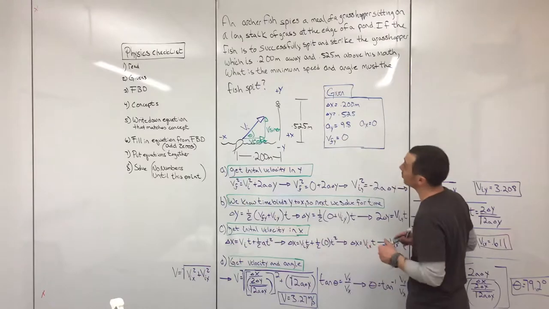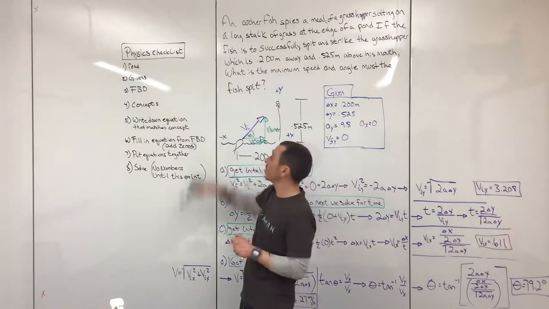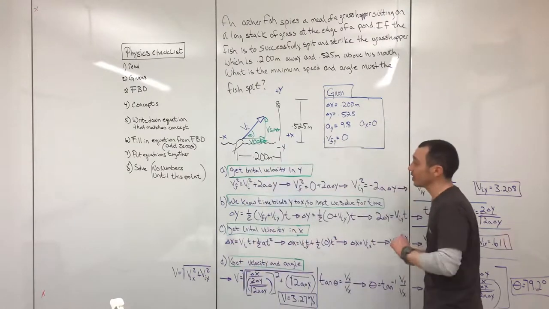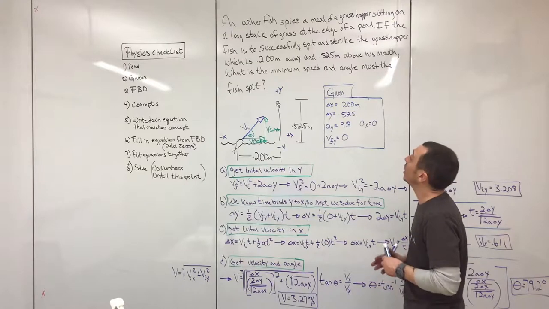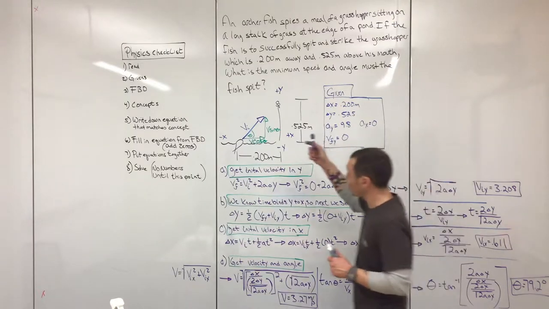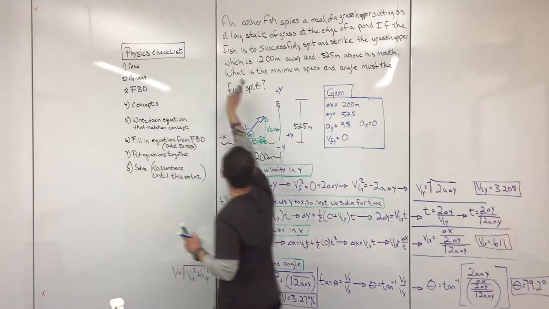Today we're going to be talking about a kinematics problem here. Got the physics checklist written out for you. Not going to always have that, but I have it so you know how to walk through here. So let's get started. First thing you want to do is read the question and understand what it's asking you.